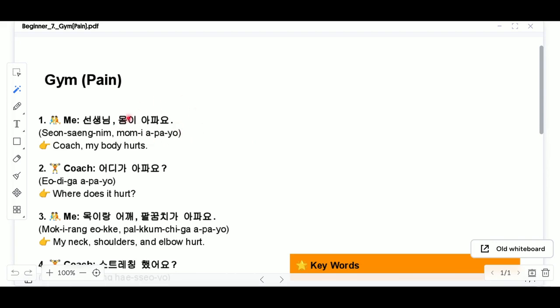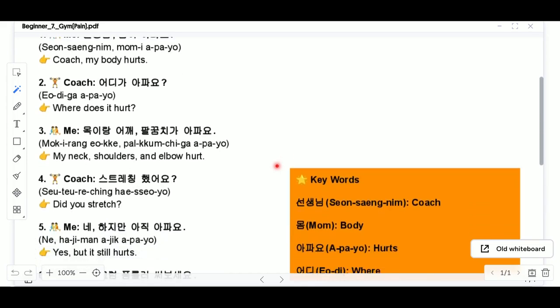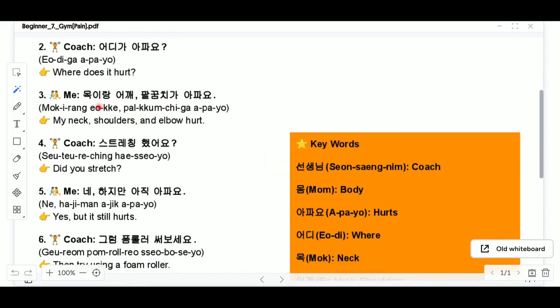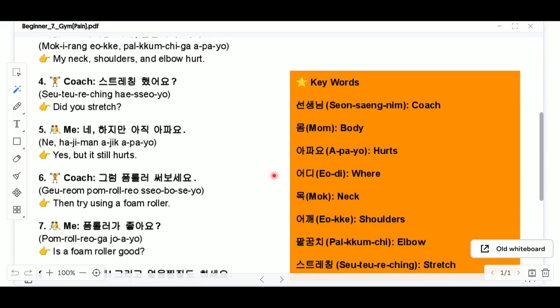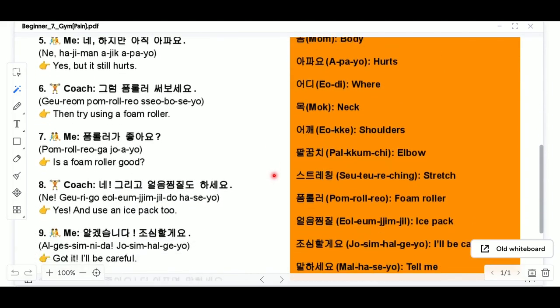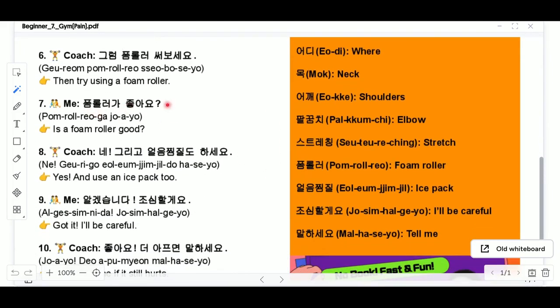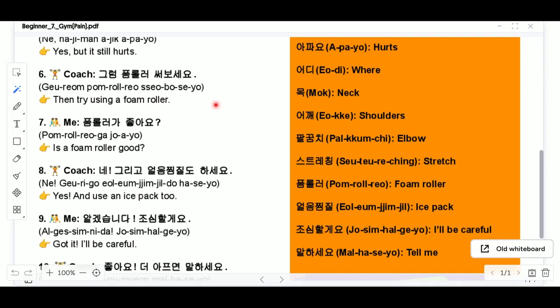But here it's just saying apayo, which is like I'm sick, it hurts. And here it says some body parts, which are 목, 어깨, 팔꿈치. Those are the body parts we can get hurt. And foam roller and stretching are Konglish, but still you can get it, like how Korean people say it in their Konglish way.